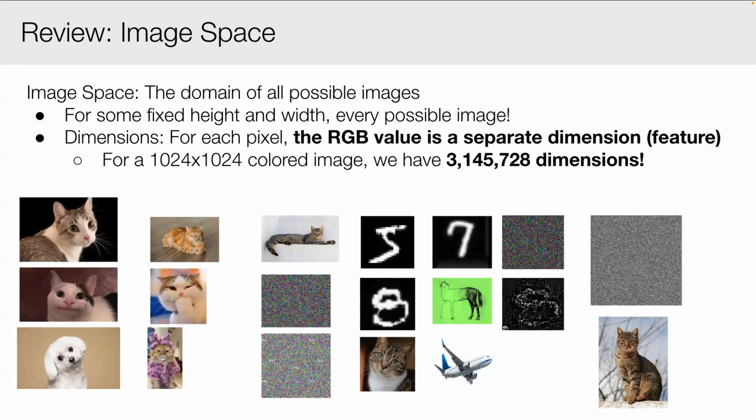Does anyone remember why? What's bad about working in extremely high dimensional space? A couple things. The curse of dimensionality, thank you. The other thing is if we directly work with images on the pixel level, we lose the spatial information, don't we, right? That's from the CNN lecture.